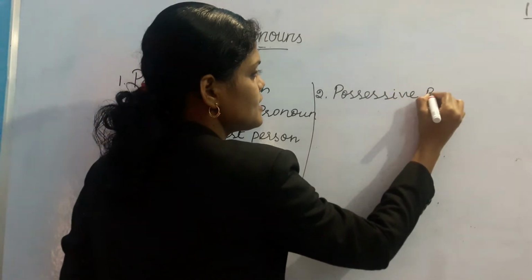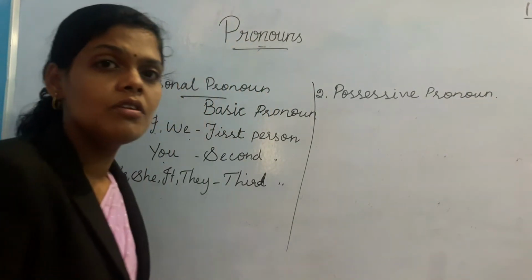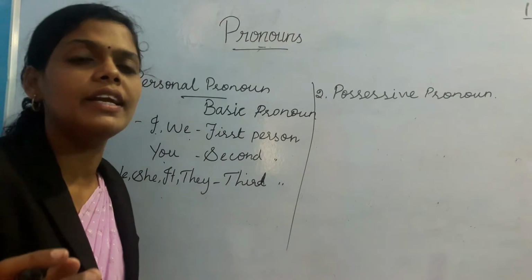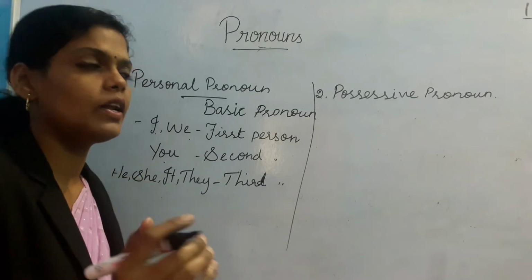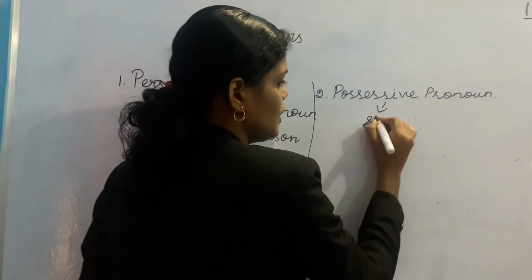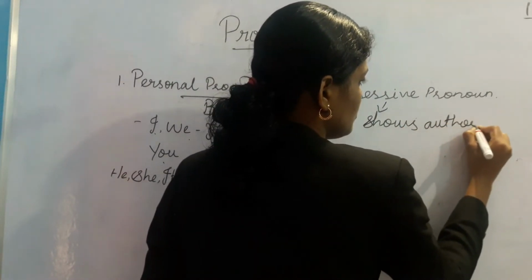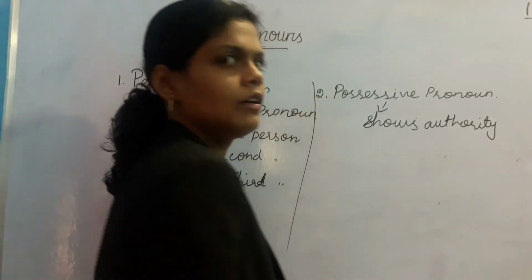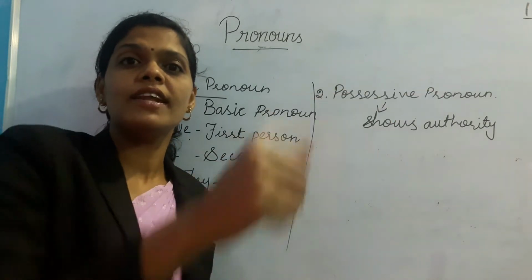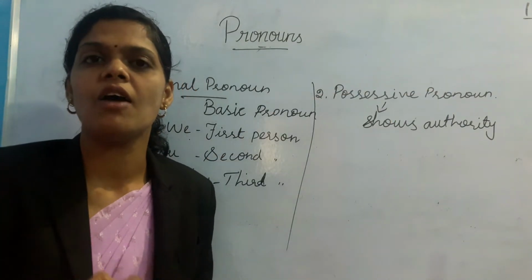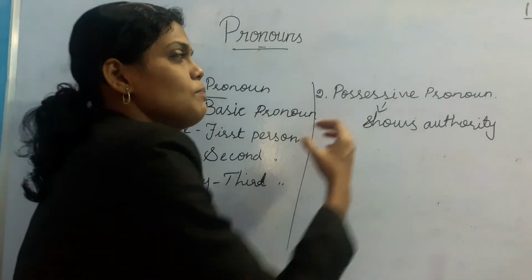Now let's learn what is possessive pronoun. The pronoun which shows authority is called possessive pronoun. Authority in the sense, if anyone takes our pen, what will we say? This pen is mine, don't take. That authority we have towards our own belongingness comes under possessive pronoun.